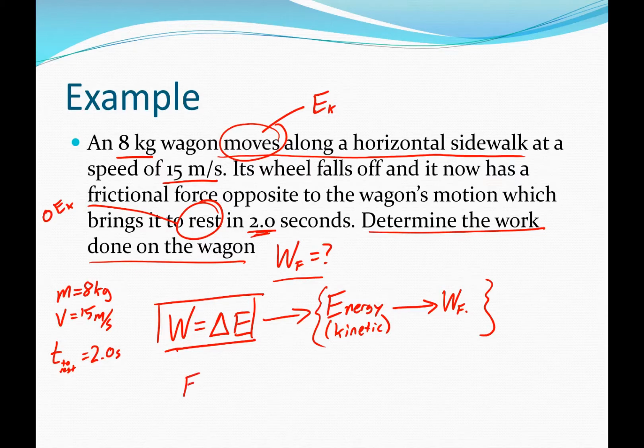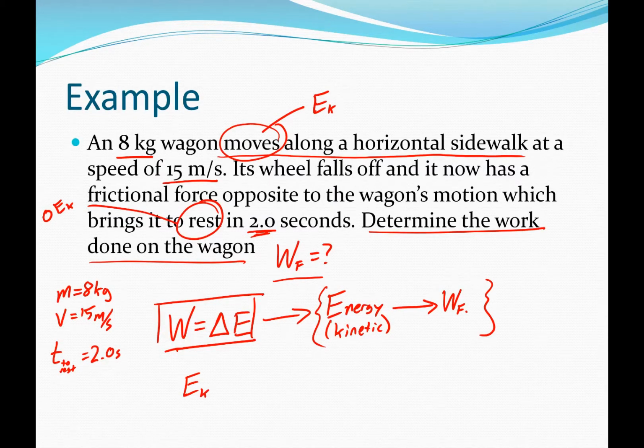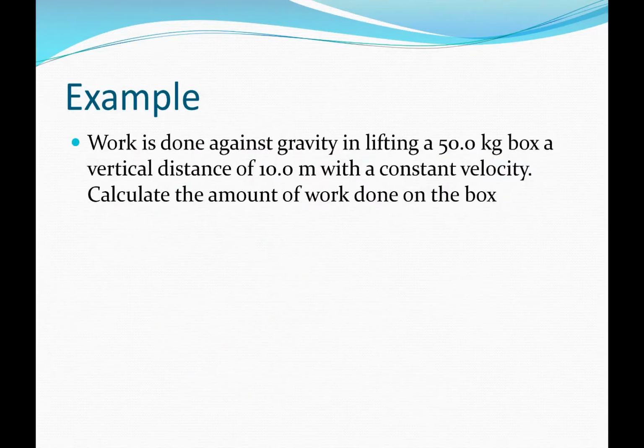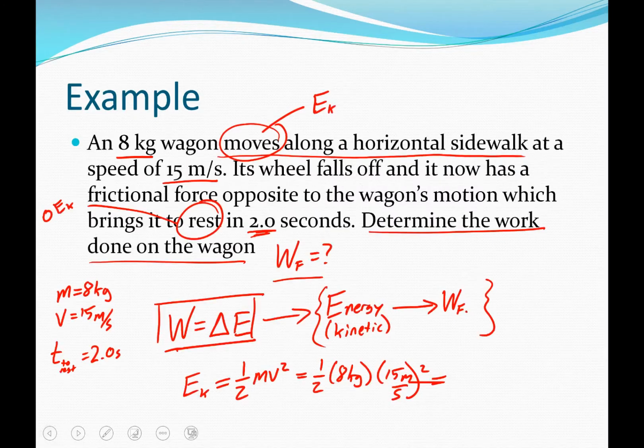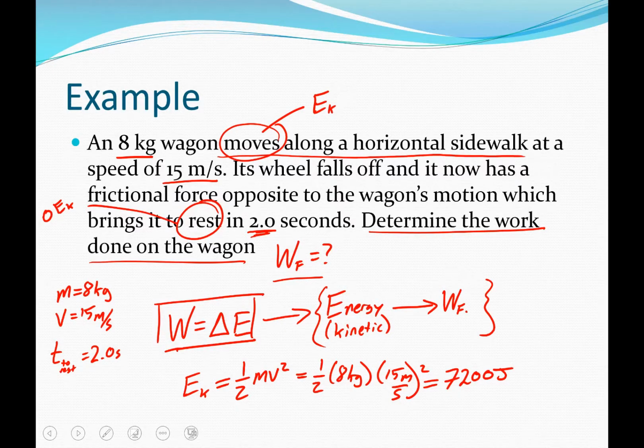So our energy initially is kinetic. We know that is equal to 1/2 times mass times its speed squared. 1/2 times 8 kilograms times 15 meters per second squared. All of that together. When you put it into our calculators, we should get 7,200 joules. And so that's 7,200 joules.